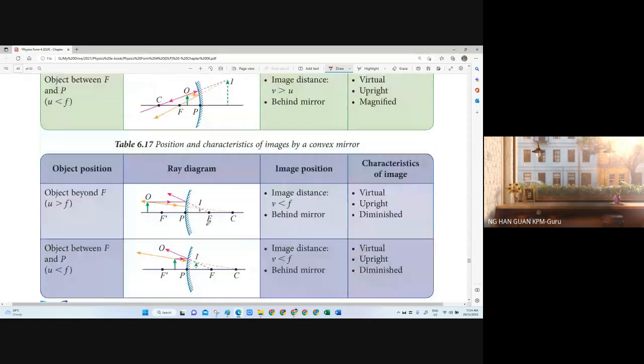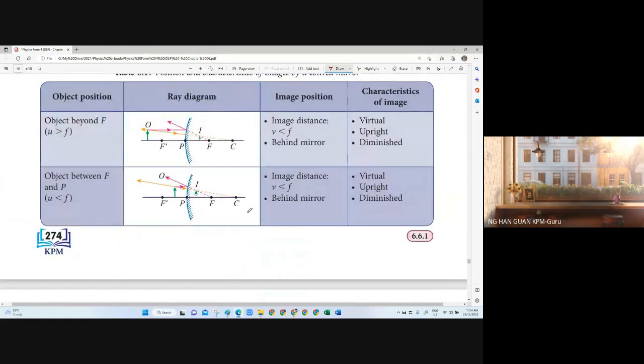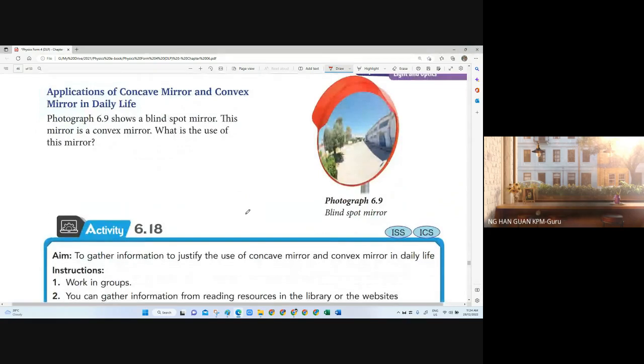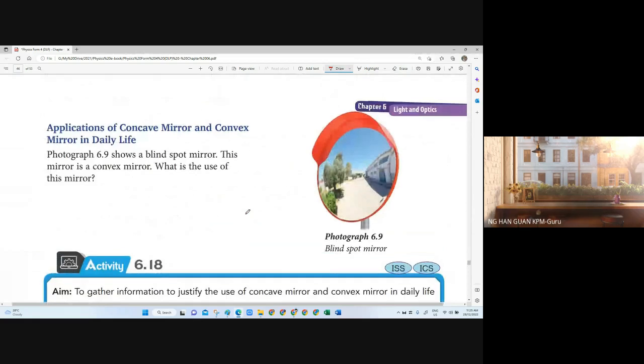All of this is actually already shown in the textbook. It is just to let you know the concept of this drawing, not just to memorize. Hopefully you can master the drawing method, because it is very useful for you to understand the image better. And then the next one is the applications of the concave and convex mirror in our daily life.